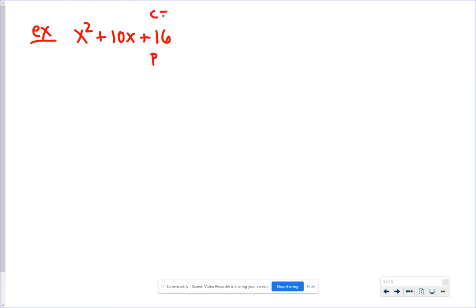C is 16 and b is 10. The 16 needs to be the product of two numbers that I'm looking for, and the 10 needs to be the sum of the two numbers I'm looking for. All right, so I'm going to take that 16 and I'm going to do some factors. It could be 1 times 16. Let's look at the sum because we're not going to go any further than where we need to go. 1 plus 16 is 17. That's not the sum I want. I want 10. 2 plus 8 is 10.